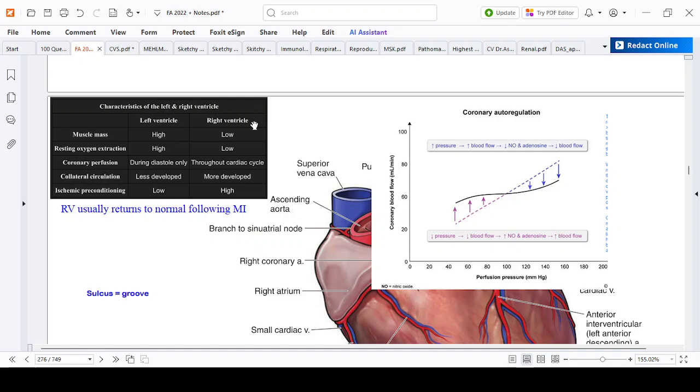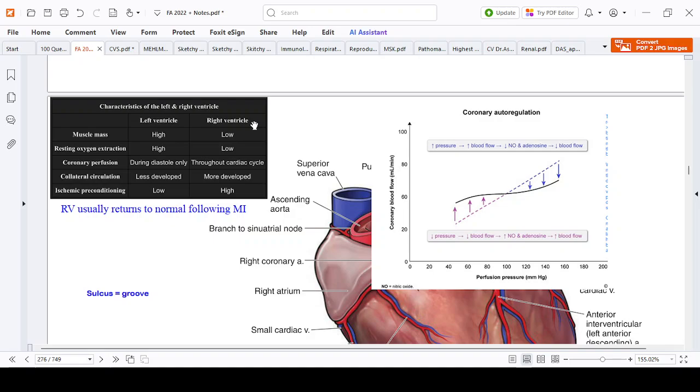Compared to that, the right ventricle muscle mass is low, resting oxygen extraction is low, and coronary perfusion occurs in both systole and diastole because it's a low pressure chamber. So throughout the cardiac cycle, the right ventricle receives blood supply. Collateral circulation is more developed in the right ventricle compared to the left ventricle. Whenever someone gets a myocardial infarction, that will lead to collateral circulation, so it's more developed in the RV compared to the LV.